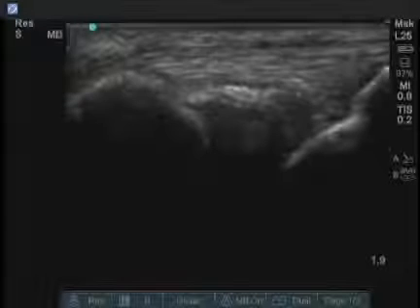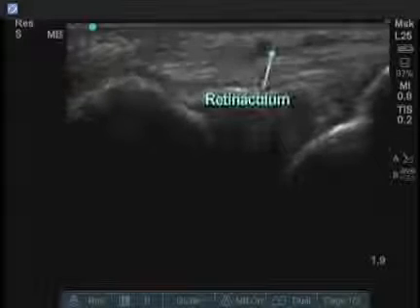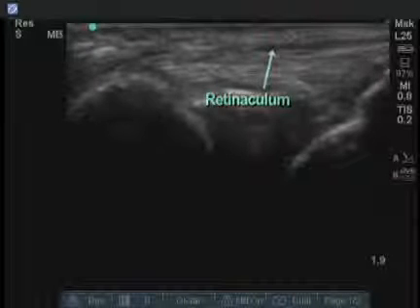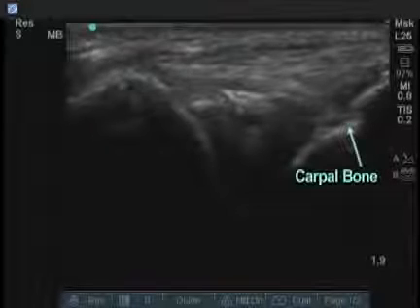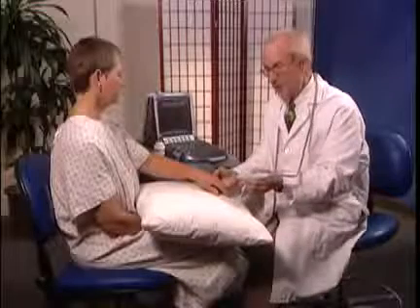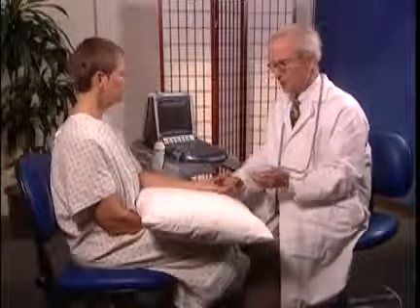You can also visualize peritendinous tissue, the retinaculum, which is up here. And deep to this is the distal part of the ulna, first part of carpal bones, and triangular ligament is in here. Next, we look at the volar or palmar surface of the wrist.